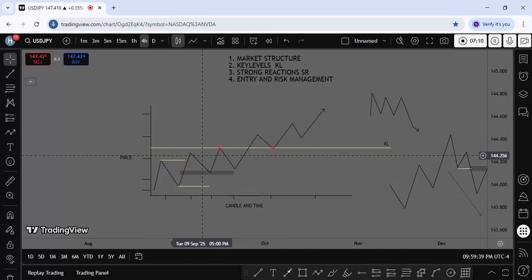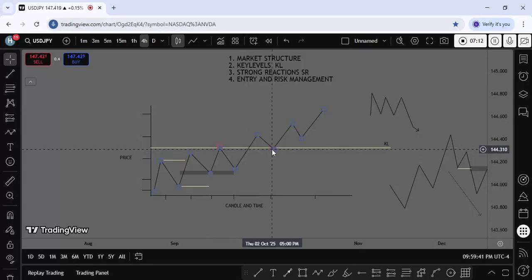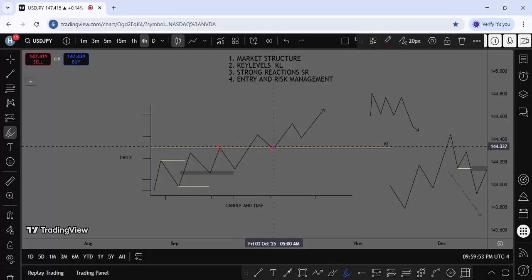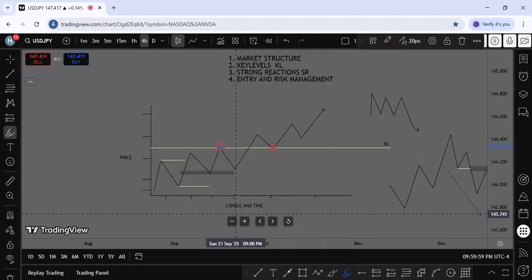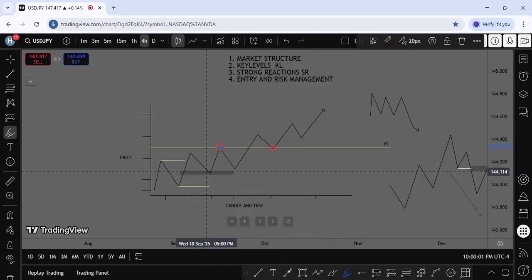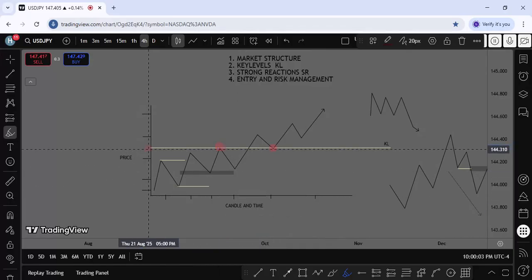also breaks higher, and the market retests. So how many touches do we have? This is our first touch, and this is our second touch, making this a resistance. First touch, second touch. So this is how the market moves, and this is how to mark your key levels. This is our key levels.